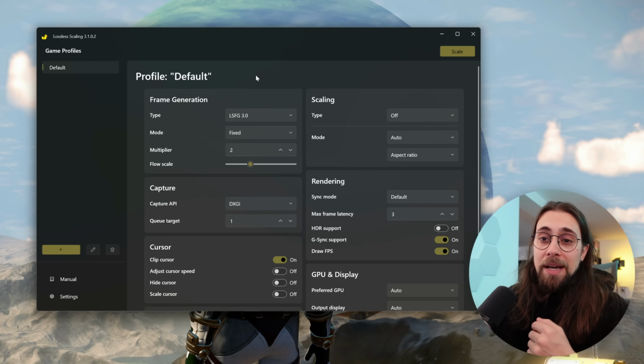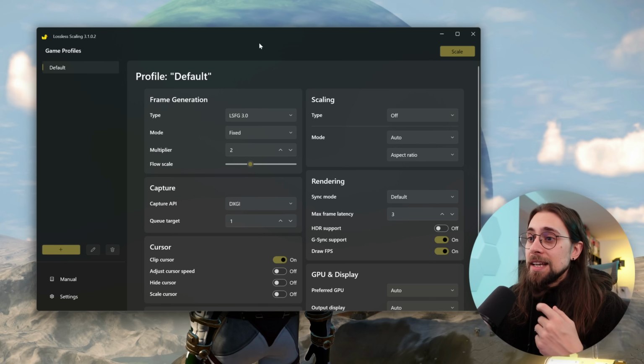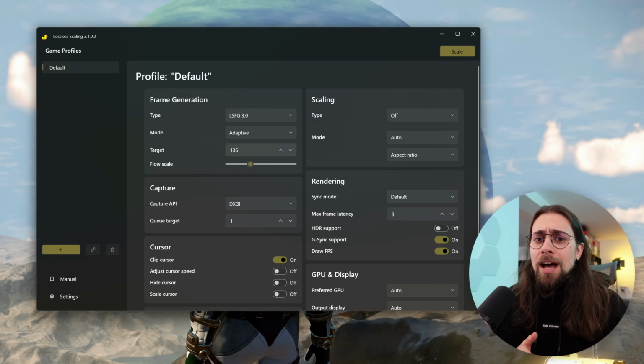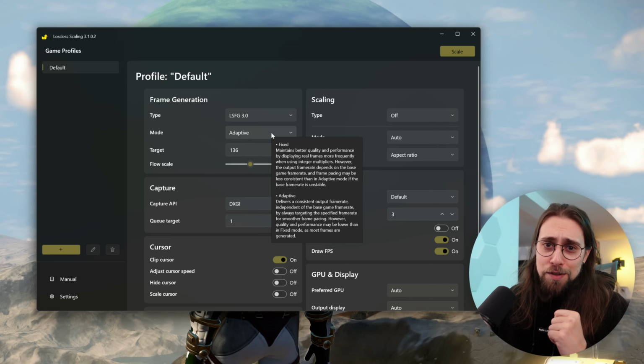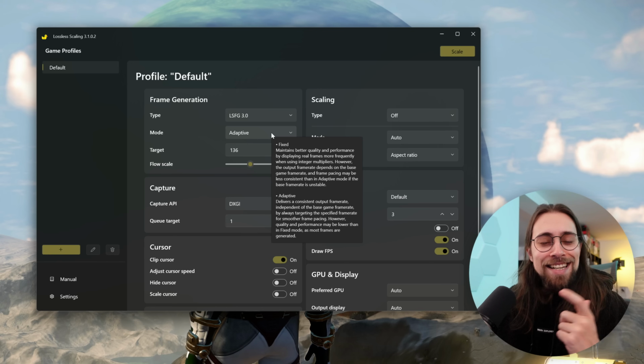That's why so many people make videos about it, because it's definitely a very good program, especially now that we have the adaptive mode that generates frames based on your target FPS. That's very, very good. Good job, THS. Just fix the Alan Wake issue, I guess. Otherwise, it's great.